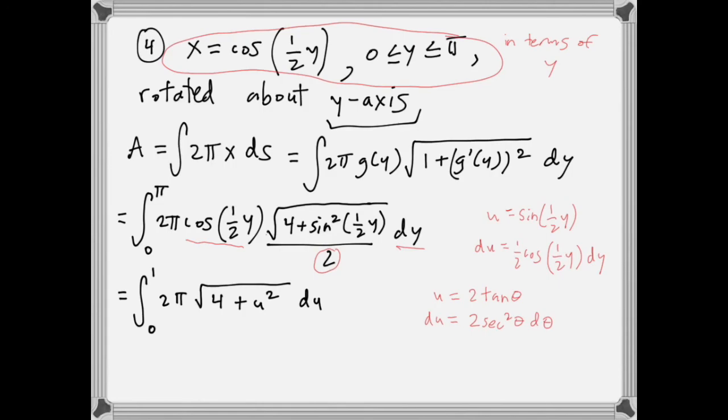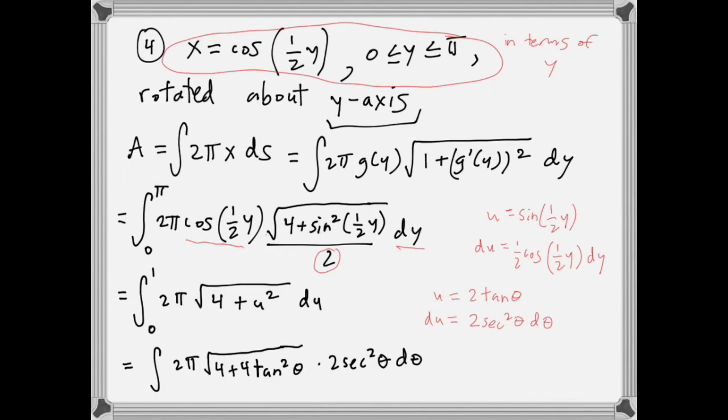So what is my integral going to become on the next line? I get 2 pi times, this is going to become 4 plus 4 tan squared theta, and then du is 2 secant squared theta d theta.